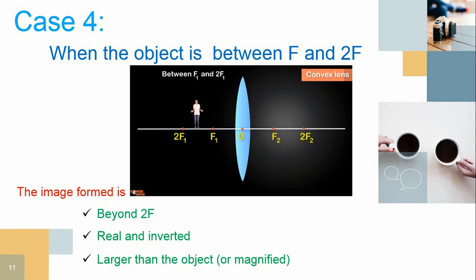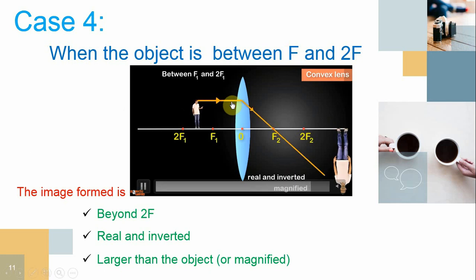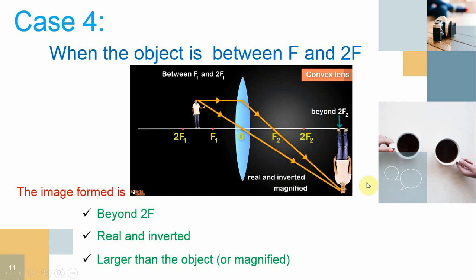We place the object between f and 2f. This ray is parallel to the principal axis, so it passes through the focus, and another ray passes through the optical center. So the image is formed beyond 2f, and the size of the image is larger than the object, and the nature of the image is real and inverted.